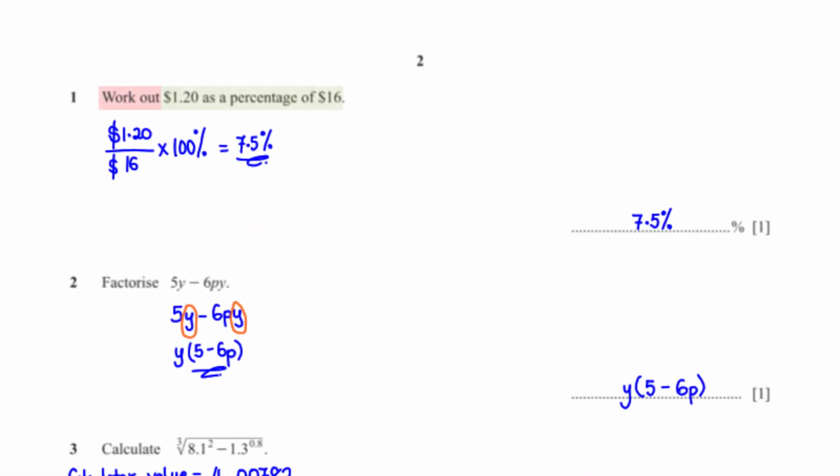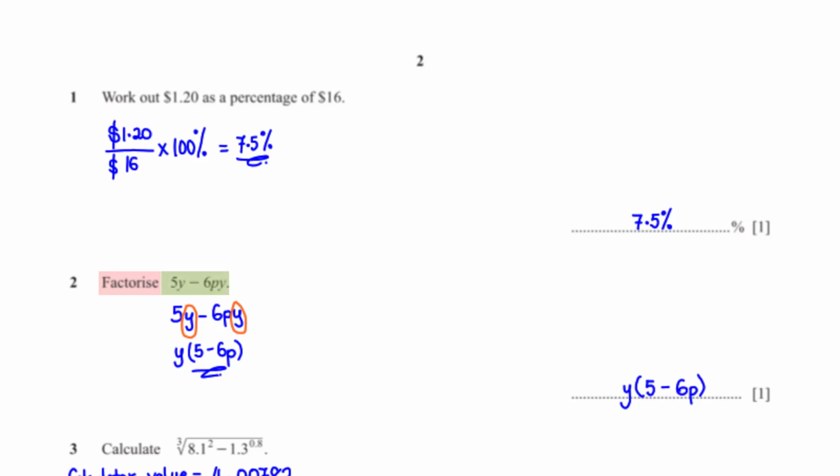Work out $1.20 as a percentage of $16. A general rule of thumb to help you set up this percentage is to always put the number after the "of" as the denominator. So in this case, we have $16 placed after "of", and so that will be our denominator in setting up the percentage. And so we have $1.20 divided by $16 times 100%. And when we type this into the calculator, we get a final answer of 7.5%.